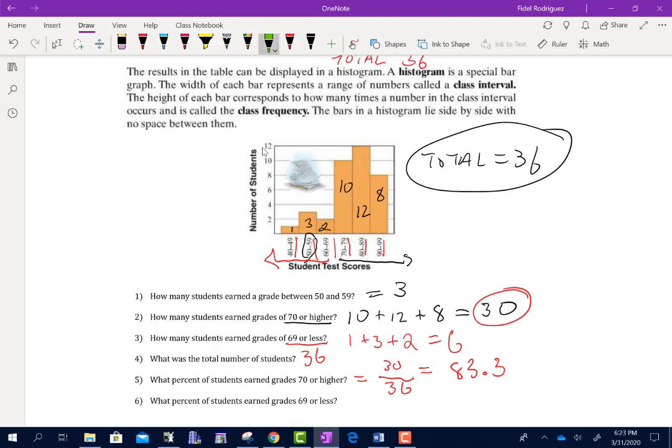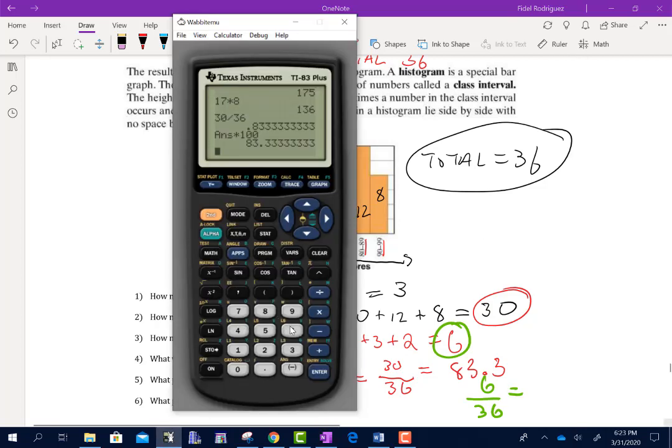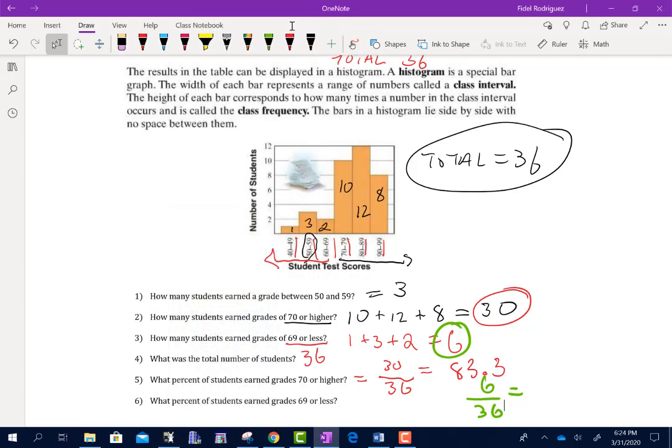Okay. Number 6 says, what percent of students had grades of 69 or less? Well, remember, we know we had a total of 36 students. 6 of them had a grade of 69 or less. So I'll do the same thing here. 6 divided by 36. Let's multiply it by 100 to move our decimal 2 spaces over. So again, I'm going to round to the nearest tenth. So 16 point, it wouldn't be 0.6, it would be 0.7 because of the number to the right of it, right? So here I would say 16.7%, right? And 83.3%. Okay.